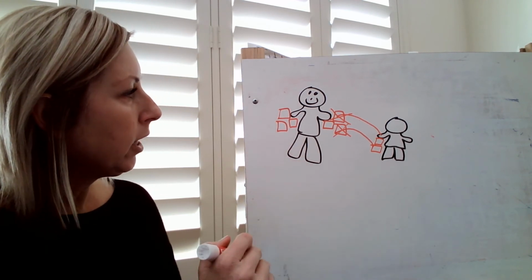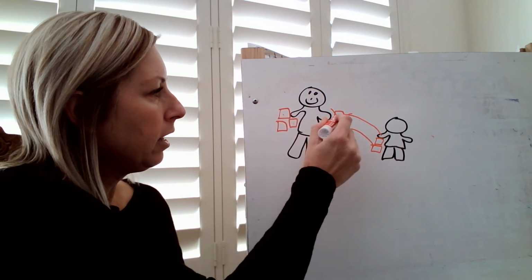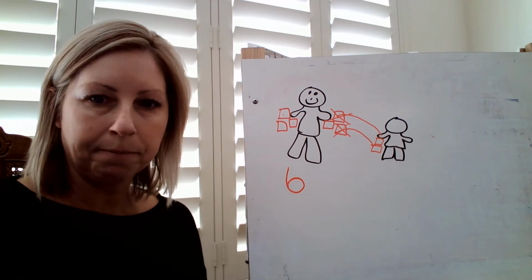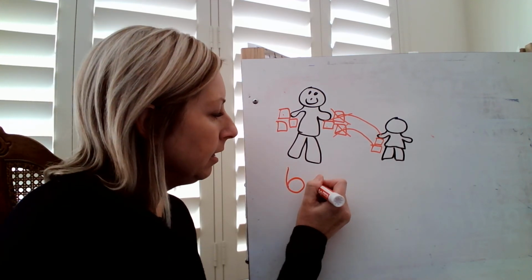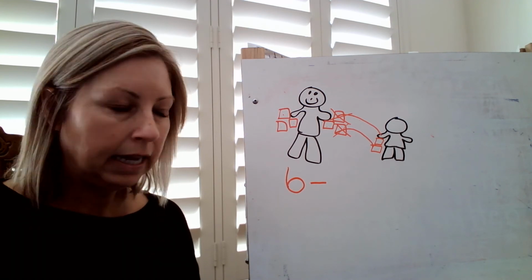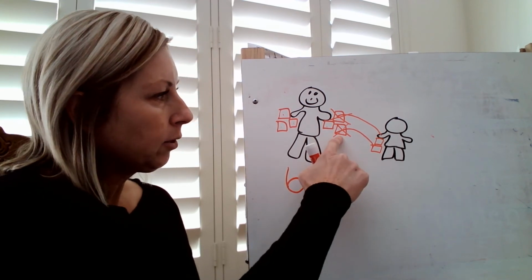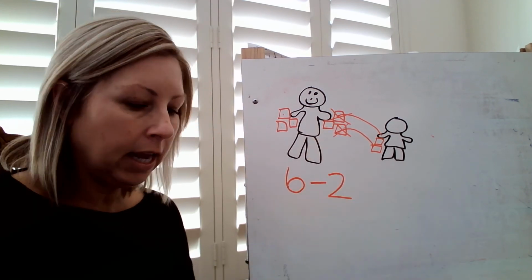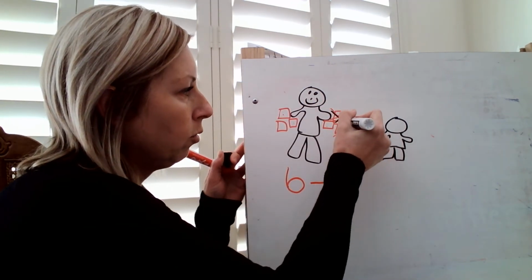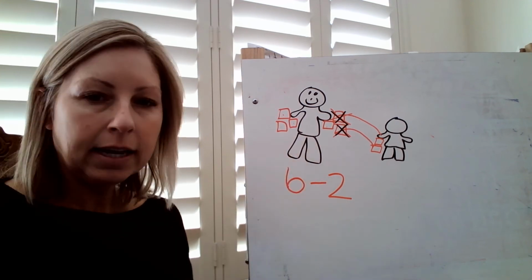Okay, so when I'm looking at that, I said, well, we started with 1, 2, 3, 4, 5, 6. He started with his 6 presents, right? But then how many did he take away or give away to his brother? He gave away 1, 2. So that's why I crossed those out, because he gave those 2 away. So he doesn't have those anymore. He gave away 2. So how many now does he have left?